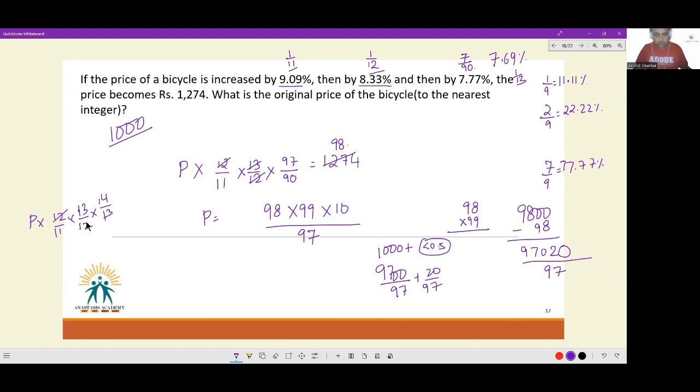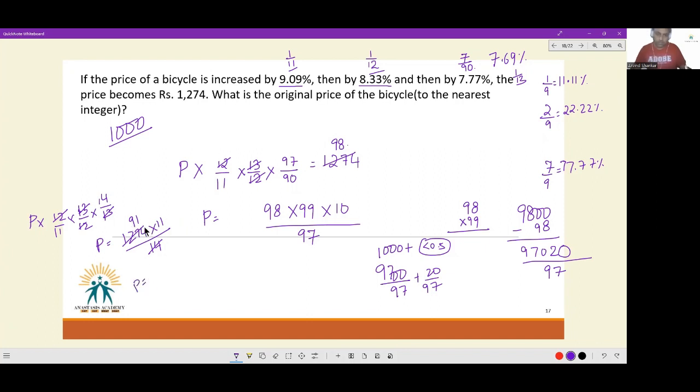And now 12 gone, 13 gone, 13 gone. So we'd be left with P is equal to 1274 into 11 by 14. This and this will get cancelled. I get 9, I get 1. 9 and 1, 91 into 11.